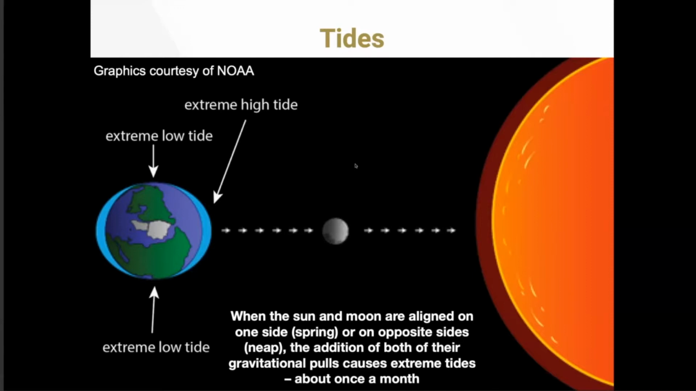And so this tide, which occurs about once every 2 to 4 weeks, is called the spring tide, and that extreme high tide is called the spring tide. And the extreme low tide that you'll see at those perpendicular locations is called the neap tide. And each of those will occur once a month.